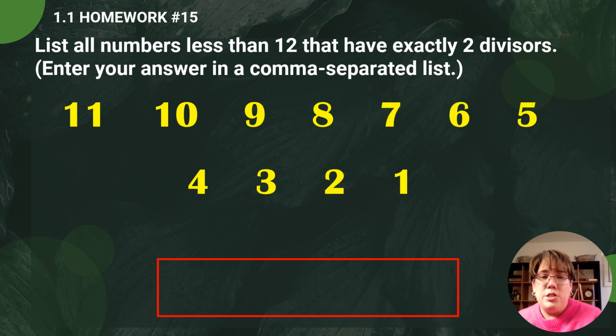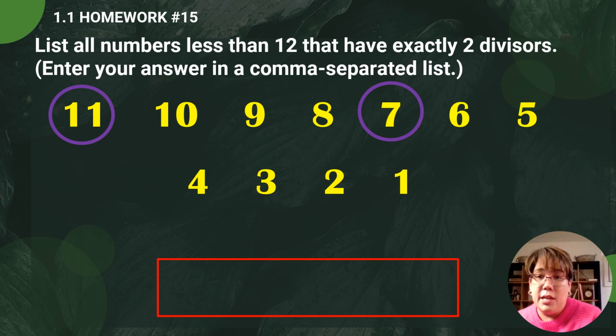So I want you to think about that. If you think about 11, it has exactly 2 divisors. To have 2 divisors would mean that you only have the number itself and 1. So that also means that it is a prime number. So we're just looking for the prime numbers in this list. So 11 is one. 10 would not be one because it has 5 and 2. Those are divisors. 9 is not one because it has 3. 8 is not one. Now 7 would be one.